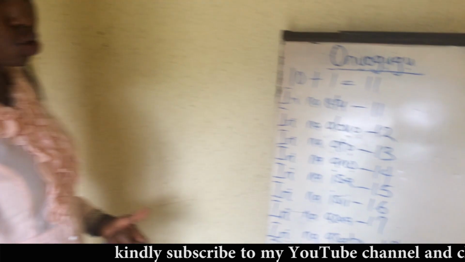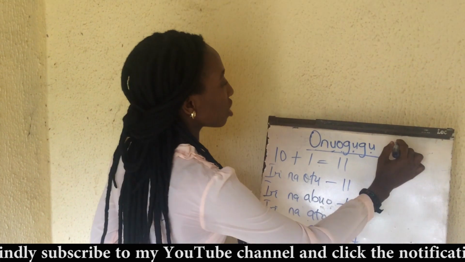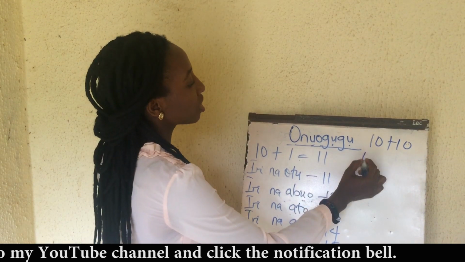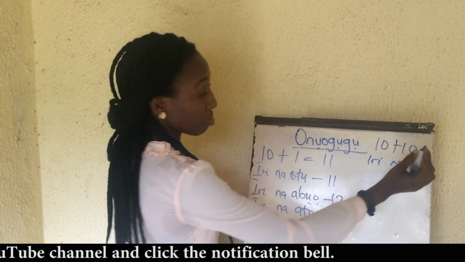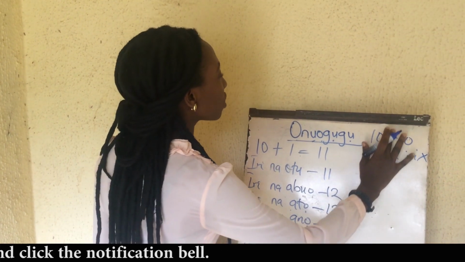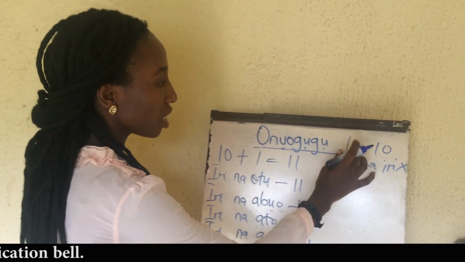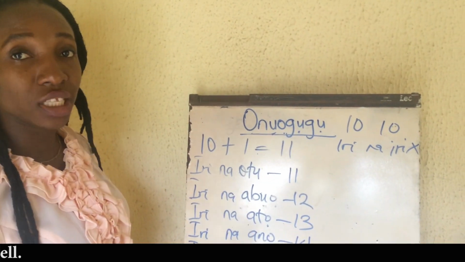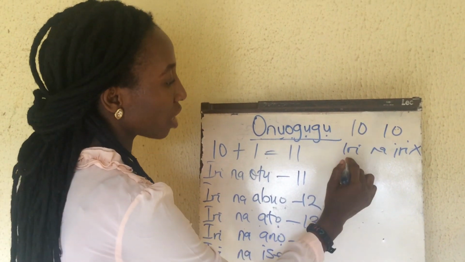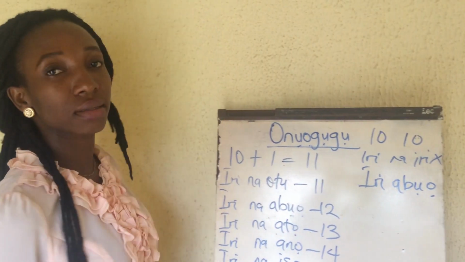16. Now we want to count 20. Ask yourself, how many tens make up 20? It's 2 tens, 10 plus 10. Now you'll be like, okay, so we're going to write iri na iri. Yes, you may be right somehow, but at the same time, it is wrong. To get 20, you have to remove the plus sign. Just write 2 tens. What is 10 in Igbo? 10 is known as iri. How many are they? They are 2. You now have iri abo, 20.